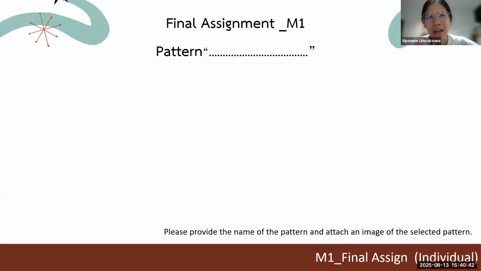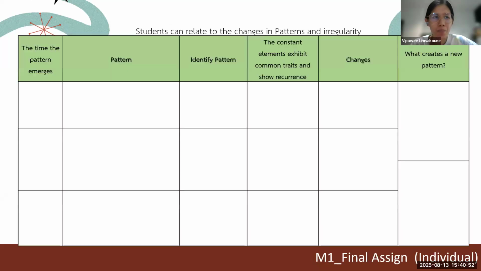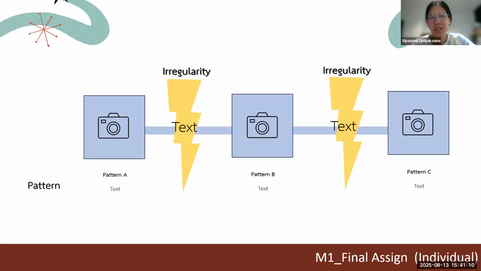Regarding the template, it is similar to today's activity. So the first one, you find image photos regarding your selected topics. Then you use this table to record your analysis and summary regarding the pattern and irregularity and the factor that create the change of the pattern. Okay. And please use this diagram to summarize your pattern as well.